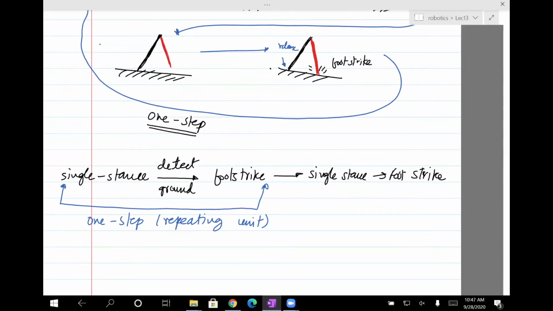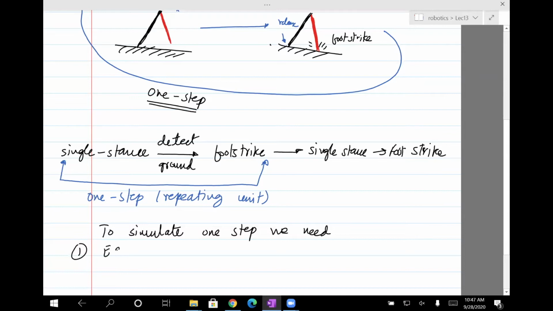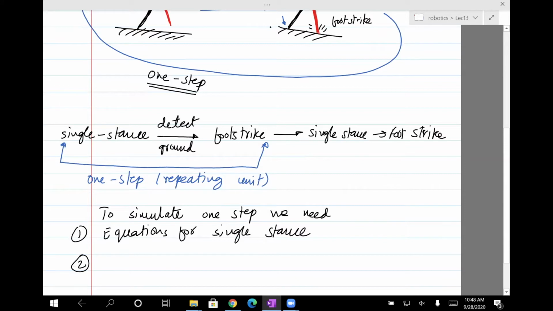So in order to simulate one step, we need two things. One is we need to write equations for single stance. This is exactly like a double pendulum, except that the double pendulum is in a slightly different configuration. The equations are going to look very similar. And then the other phase is equations for foot strike.